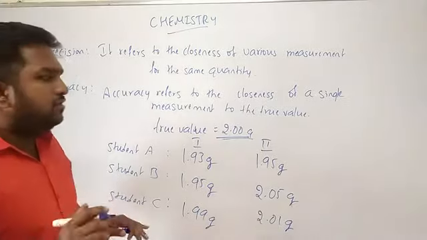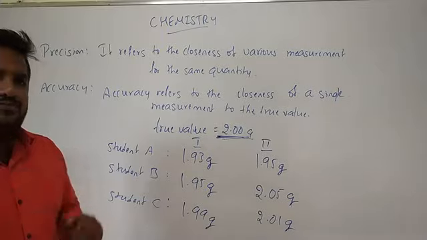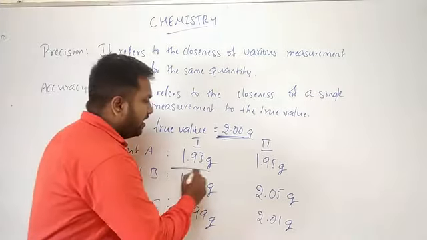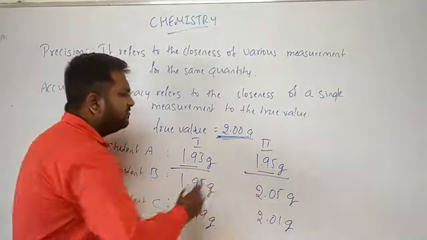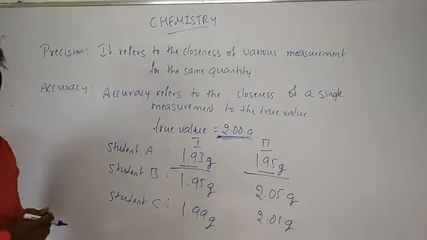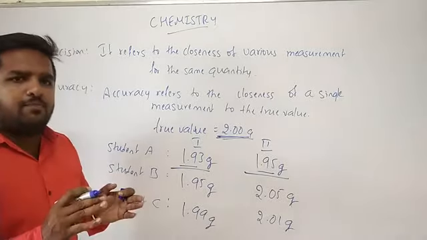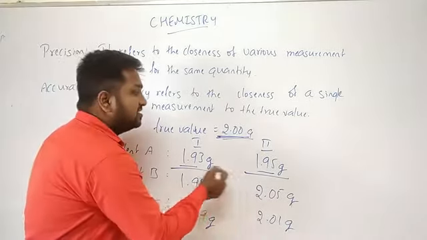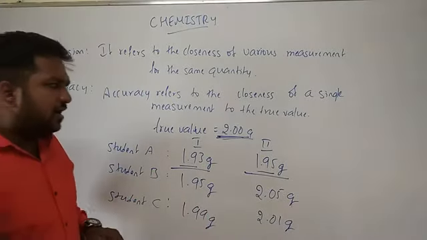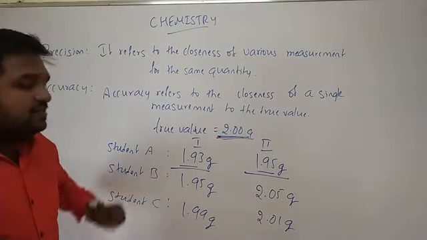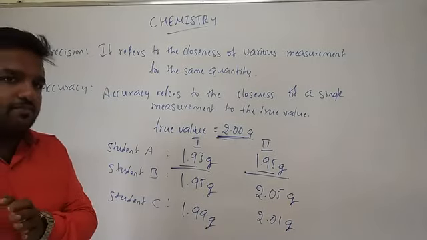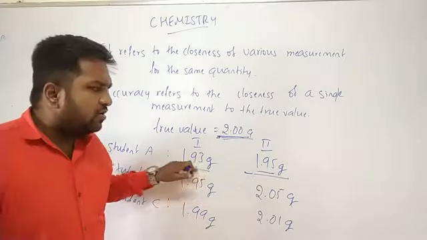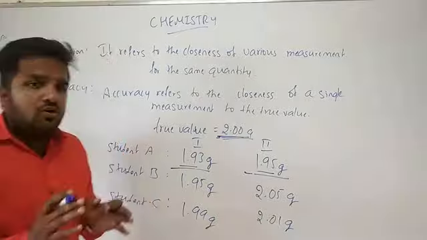We know that the correct value of the experiment is 2 grams. That is the correct, perfect value. Student A performed the same experiment and got 1.93 and 1.95. If we analyze these values, you feel that these two are almost similar and very close. But it is not near to the correct or true value. True value is 2.00 grams, but the values obtained by student A are 1.93 and 1.95. Clear? So they are not accurate. That means they are not near to the true value, but they are close. 1.93 and 1.95 are close in their measurement.